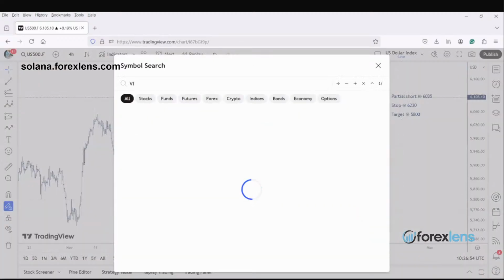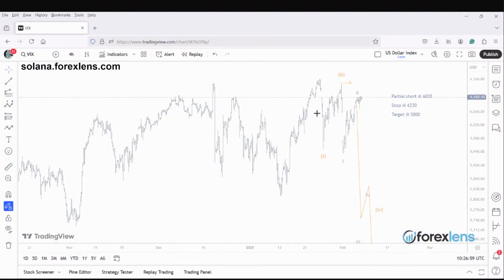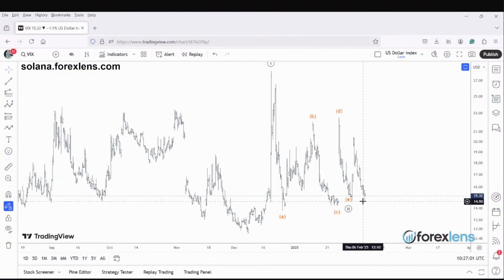VIX, I don't know VIX. Till the time it is above 14, I suppose we are good to remain. Yeah, it has not yet reached those levels. But the test has been quite deeper, much deeper.